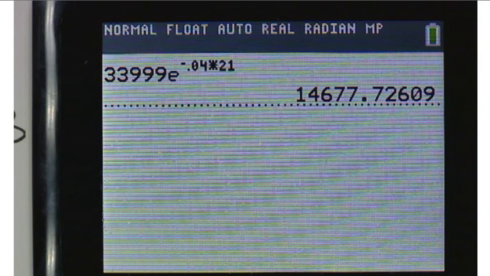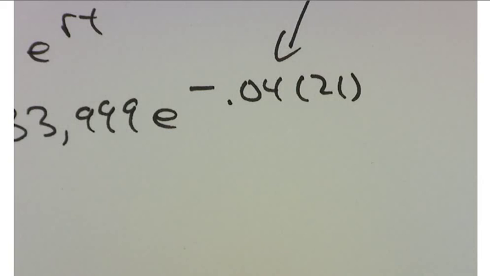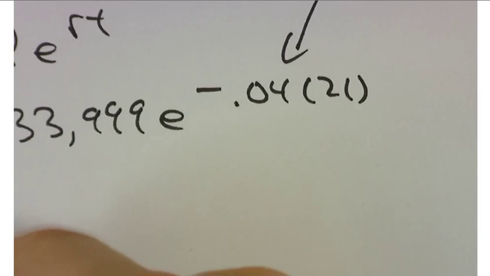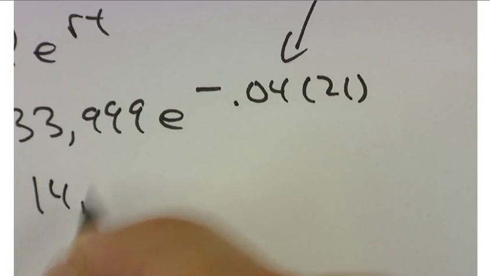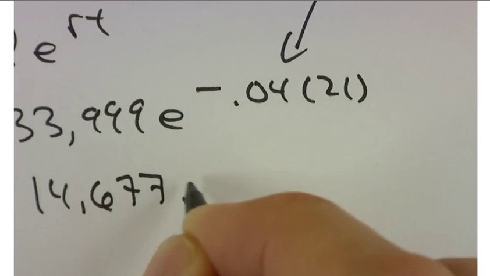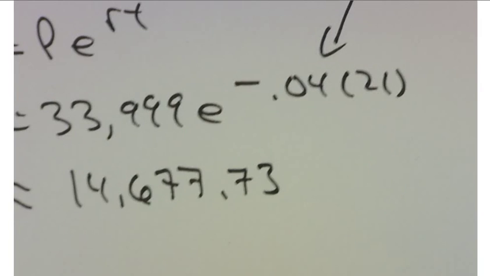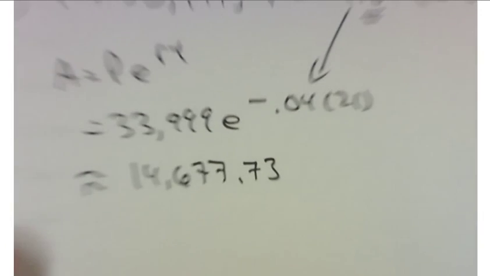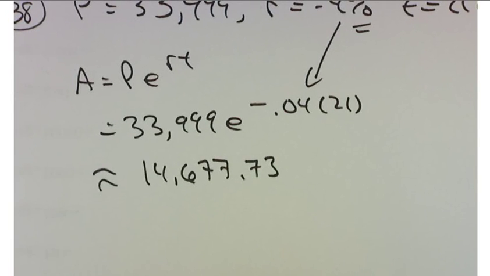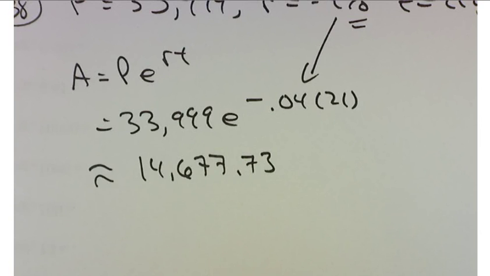Okay, so less than half of what you started out with after 21 years. So about 14,677.73. Are you able to get that off your calculator? Is that a number that you can get without too much sweat? Yeah? Okay.